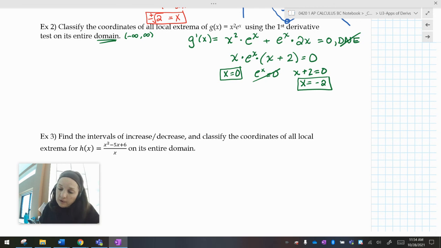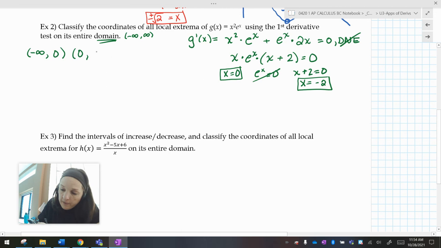So my two critical values are 0 and negative 2. My domain is negative infinity to infinity. So from negative infinity to 0, 0. Oh, wait, no. Negative 2 comes before 0. There we go. Fixed it.